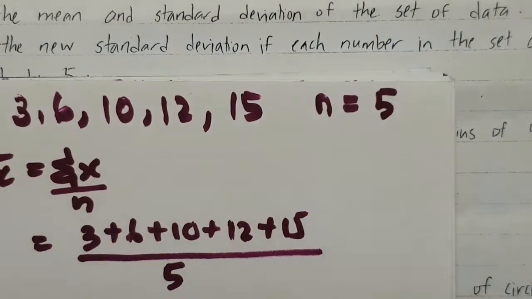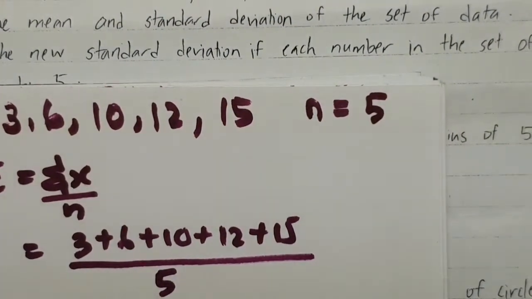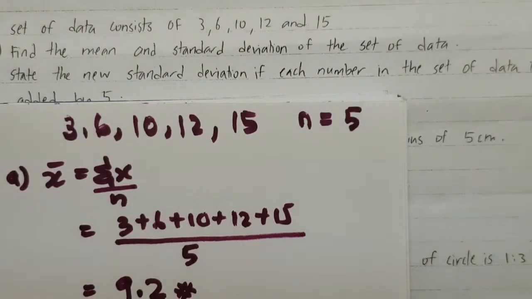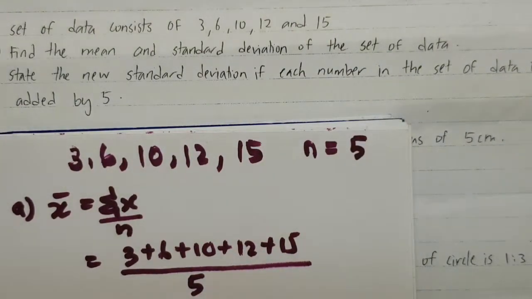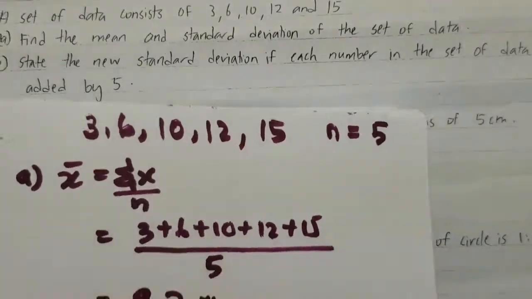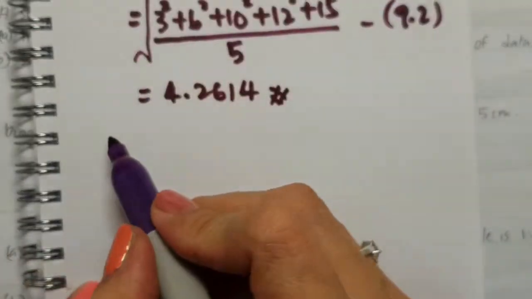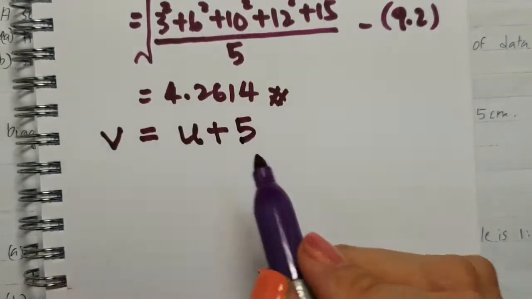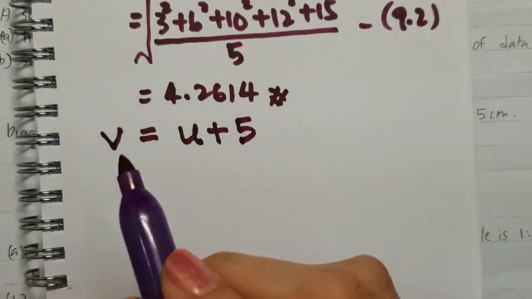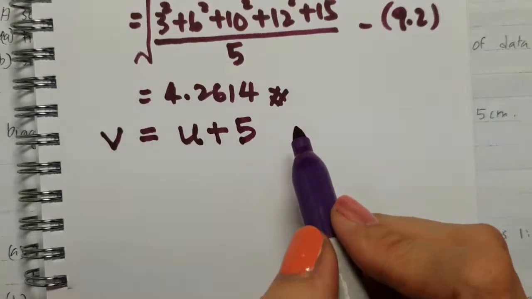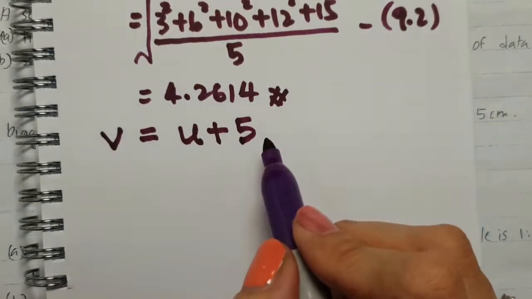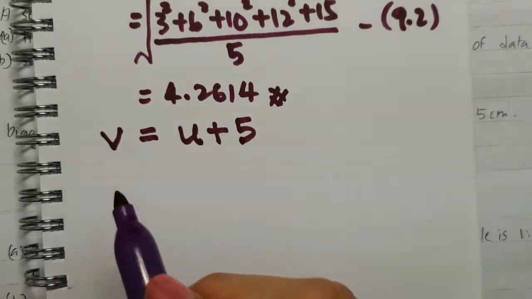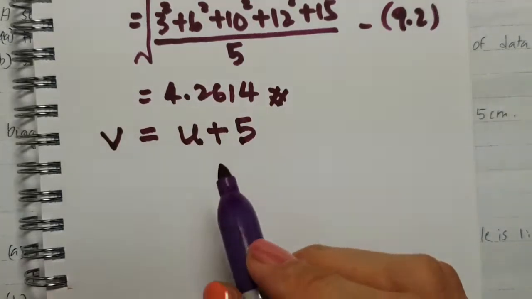Next, we need to find the new standard deviation if each of the set of data is added by 5. Everything is increased by 5. So that means the new data is where the original data increased by 5. Therefore, your mean, mode, median will increase by 5 when you add something, but your standard deviation will still remain unchanged.